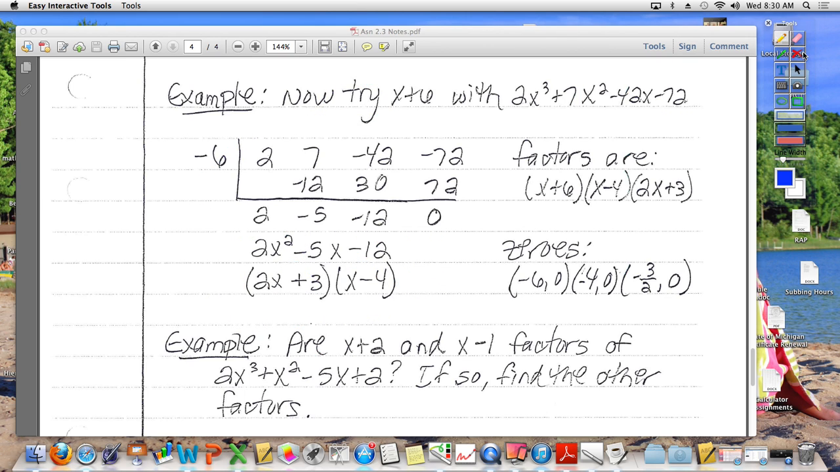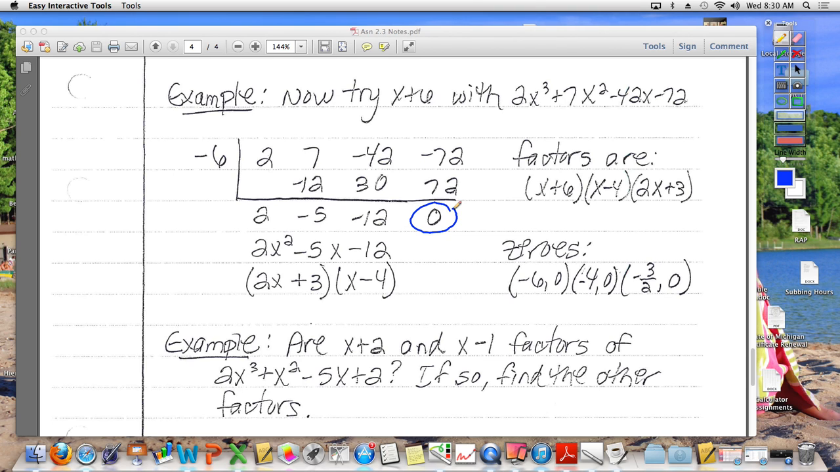All right, now try x plus 6 with 2x cubed plus 7x squared minus 42x minus 72. Again, no zeros. You don't have to add in any zero placeholders. So you write down the 2, the 7, the negative 42, and the negative 72. And your job is to attempt to find out whether or not x plus 6 is a 0. If x plus 6 is a 0, that means we would get 0 as a remainder.